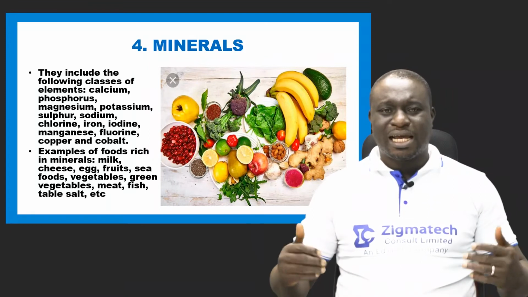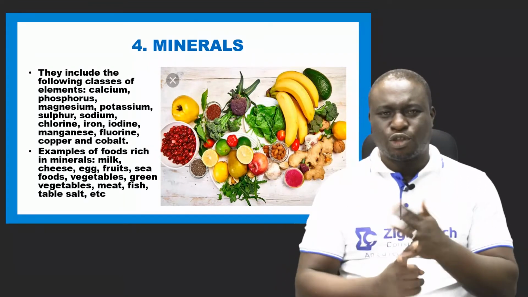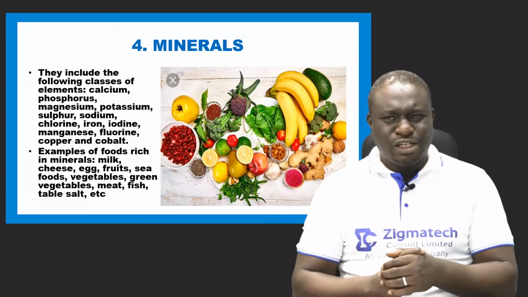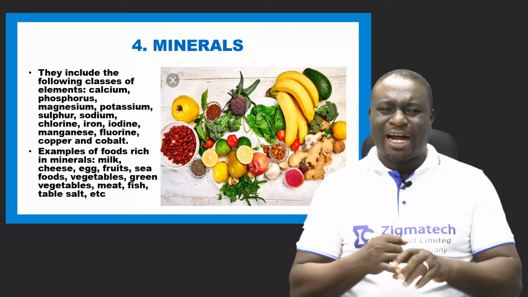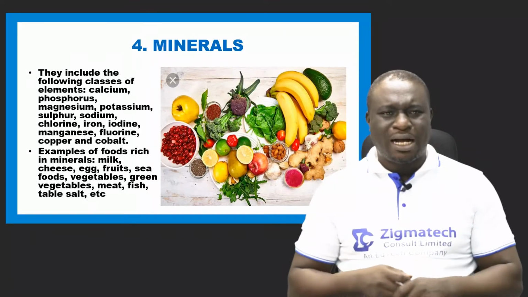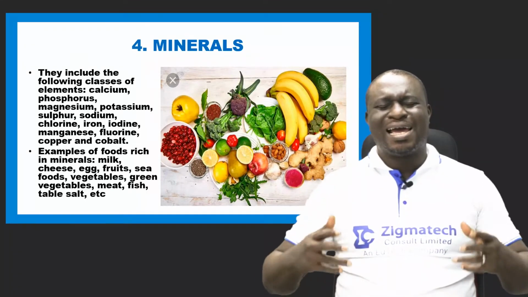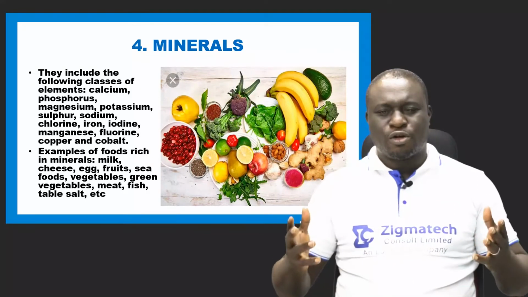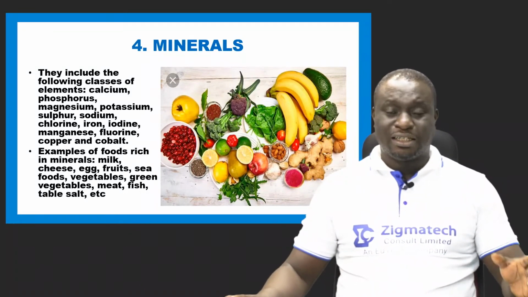Okay? Now, these elements include sodium, calcium, phosphorus, magnesium, chlorine, iodine, manganese, copper, oxygen. All these are essential elements required by cells for proper growth and development, or healthy development.